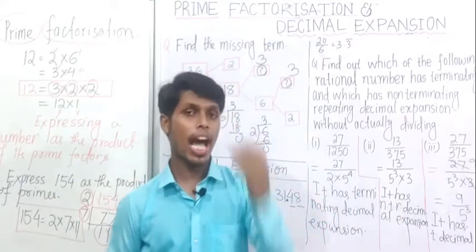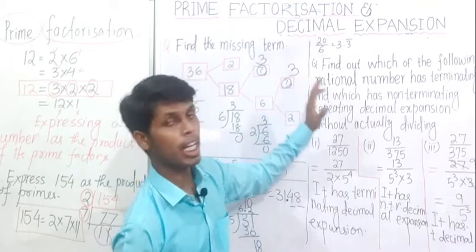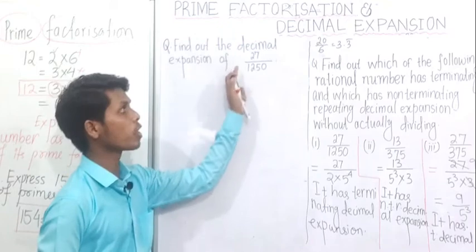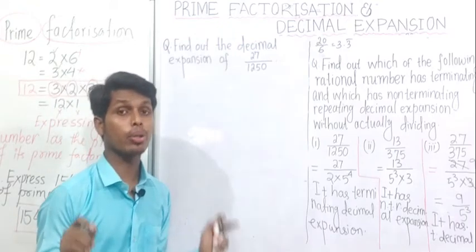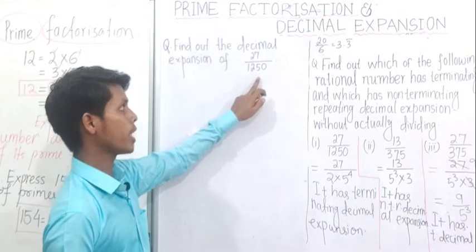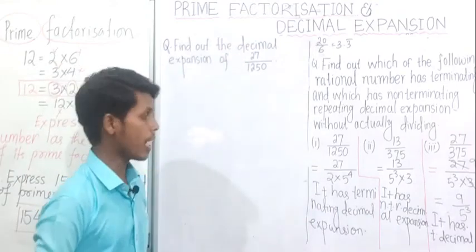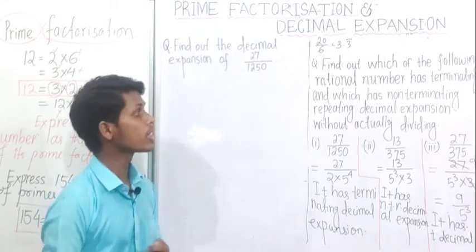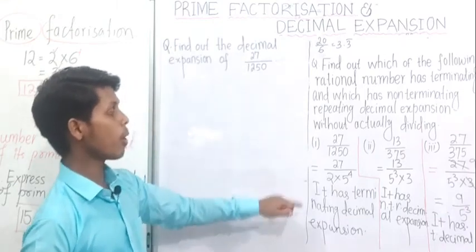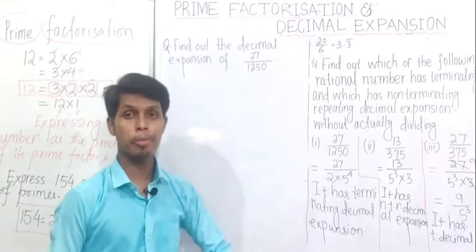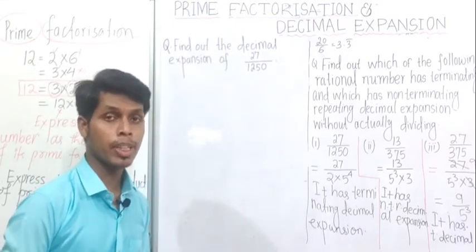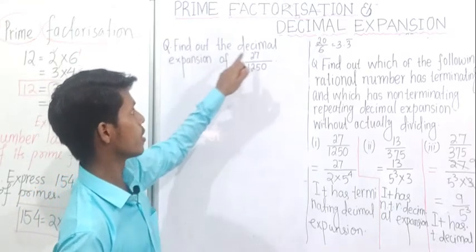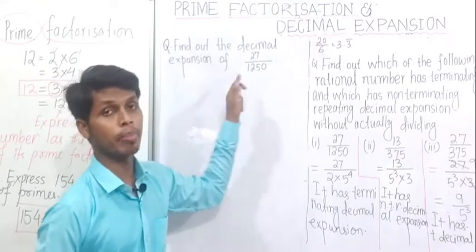Now let's move to another type of question related to decimal expansion of rational numbers. The question given is: find the decimal expansion of 27 by 1250. Here it is not asked to check whether it is terminating or non-terminating, it is asked to find out the decimal expansion. Sometimes these two types of questions are combined together and the question may come like this: find out which of the following rational numbers has terminating decimal expansion, and if it has, then find out the decimal expansion. So I am only doing the second part, that is, find out the decimal expansion.